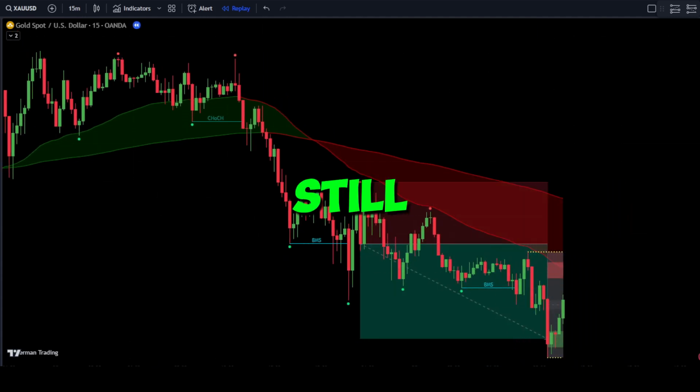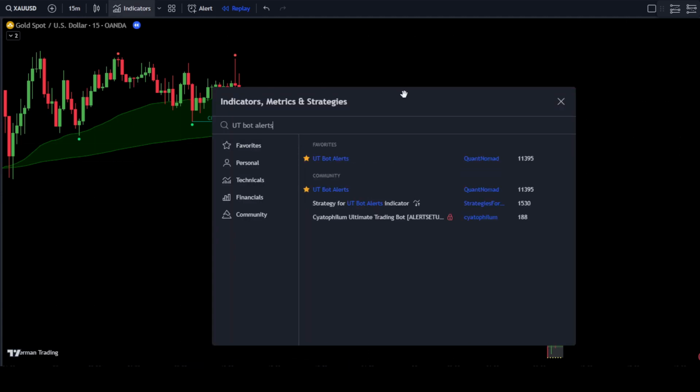If you're still finding it difficult to place orders using the first method, you can use the second method instead, but before that, let's add one more indicator that will be used as a guide for placing entries in the market. Go to the Indicator Search tab and type UT-Bot Alerts. Then select UT-Bot Alerts by Quant Nomad.